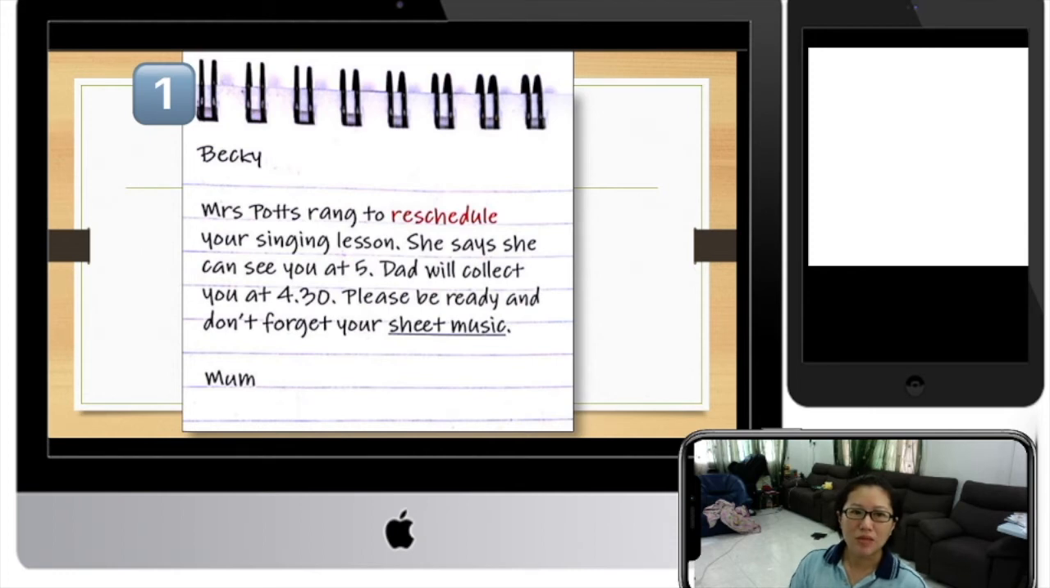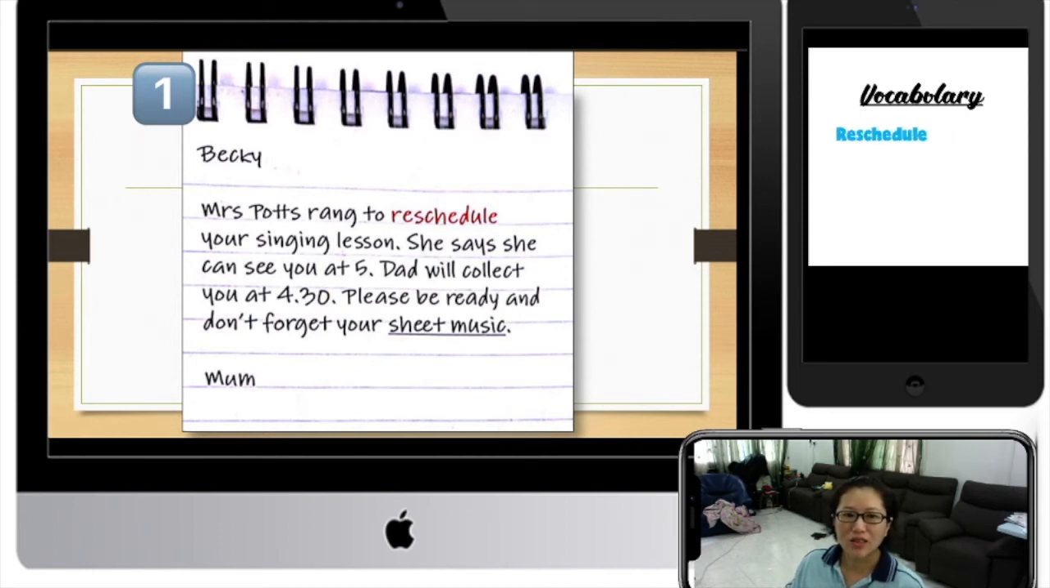Becky, Mrs. Potts rang to reschedule your singing lesson. She says she can see you at 5. Dad will collect you at 4:30. Please be ready and don't forget your sheet music. Mum.